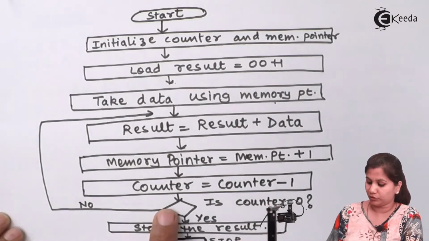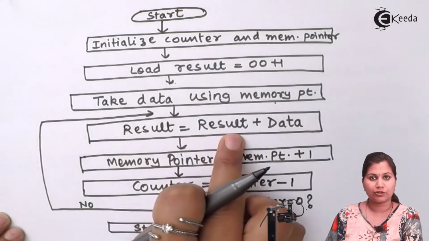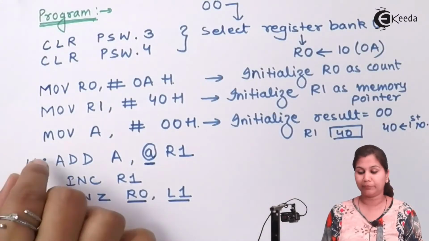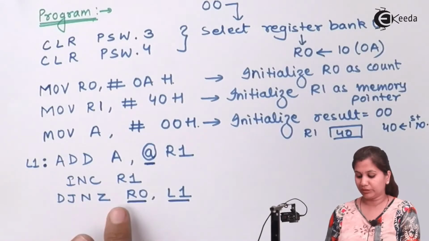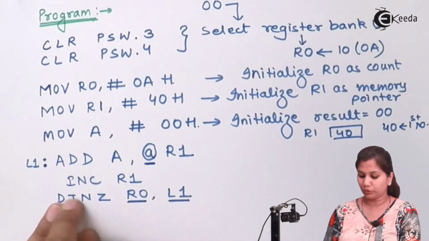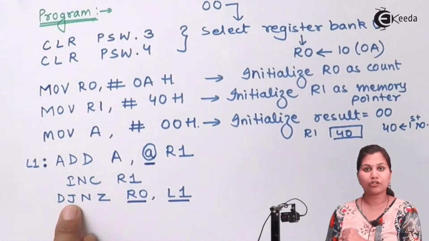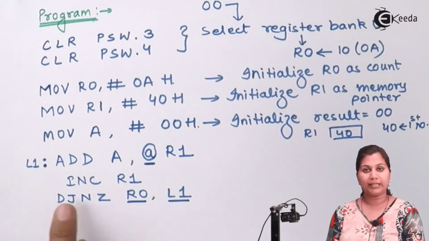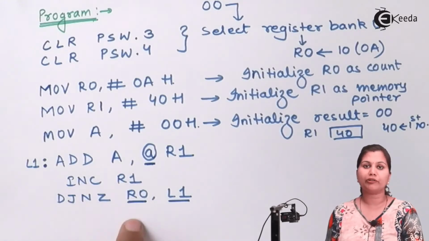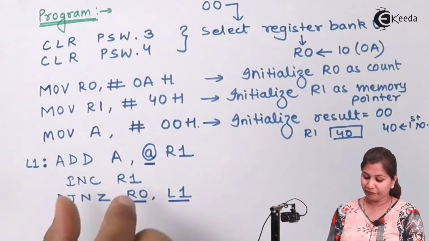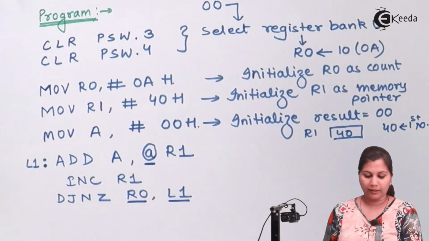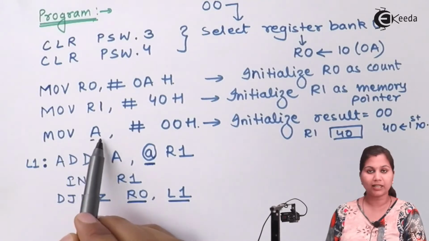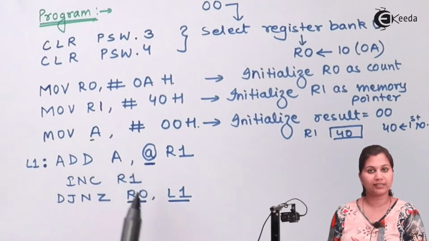If it is not 0, then again repeat the addition. So these steps are to be repeated. So we are giving a label L1, that if the counter is not 0, then jump to L1 location. J is for jumping, jump if not 0, and D is for decrementing. So decrement this number and jump if it is not 0. Okay, and if it is 0, then after that we have to store the result, because the result is there in the accumulator. After every addition, result is there.